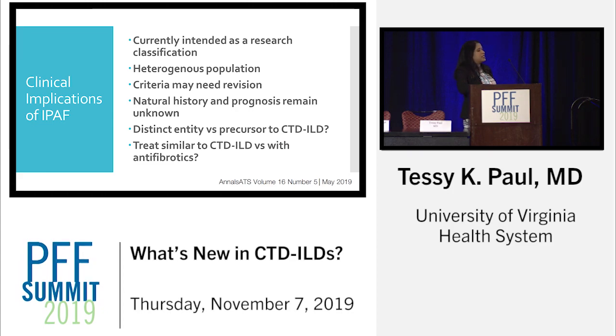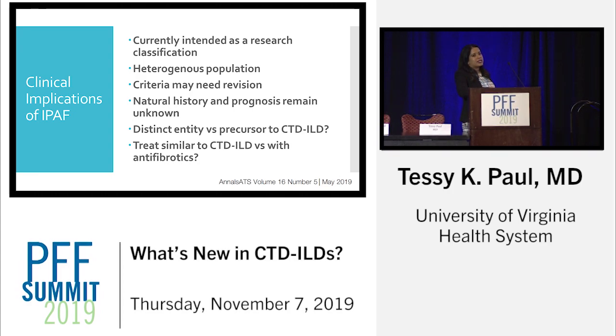But what do you do with these patients? It's not clear, unfortunately. So we have this classification from 2015, and it's still currently intended as a research classification. And there's been a lot of cohorts that came out, and one consensus has been published that looked at this population, and it's very, very heterogeneous in terms of their presentation and outcome. In general, NSIP tends to be the most common pattern. Raynaud's seems to be the most common clinical finding. But the idea is that maybe this criteria needs revision, and the natural history and prognosis remain unknown.